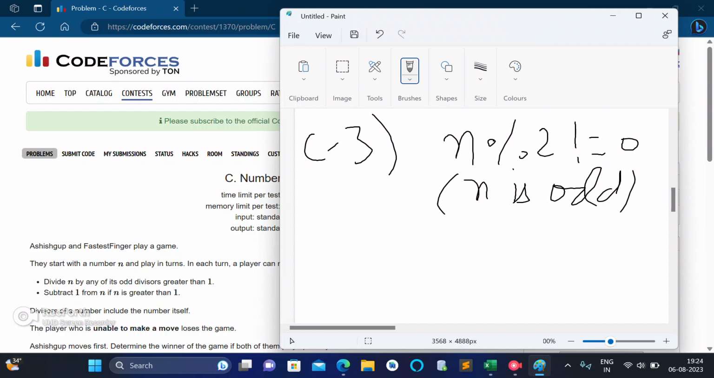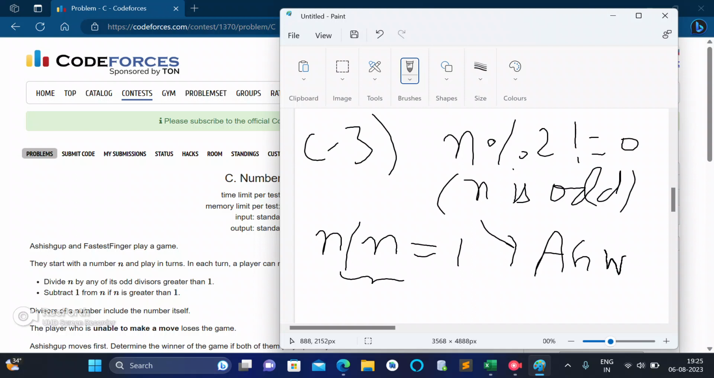So n is itself odd, and so Ashish Group will say n is odd and I will divide n by its odd divisor, and the best odd divisor in this case which is preferable for Ashish Group is n only. So Ashish Group will divide n by n, so it becomes 1. Now Fastest Finger won't be able to apply any operation. So in this case Ashish Group will win. If n is odd, then Ashish Group wins.